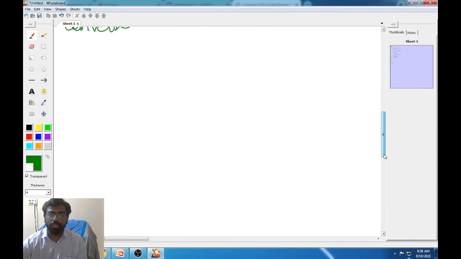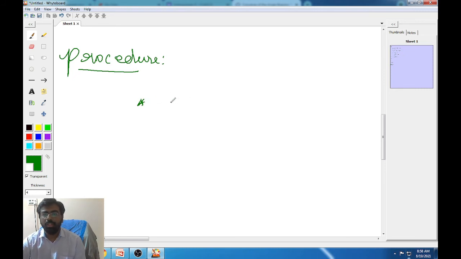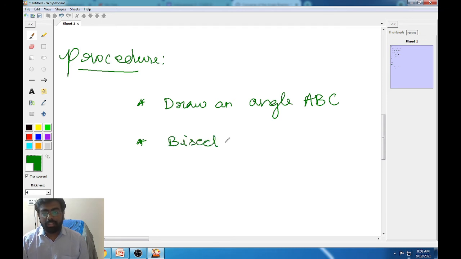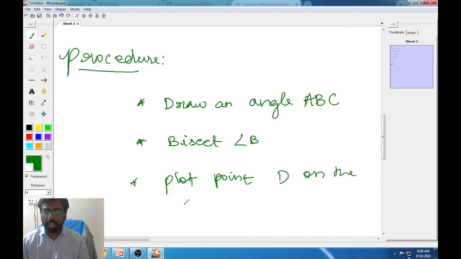Then you can write the procedure. In the procedure, five points are to be included, not more than that. First, draw an angle ABC. This is just an overview; you can come up with your own sentences. Bisect angle B. Plot point D on the bisector. This is for the angle bisector theorem. Similarly, you have to write it for the converse also.